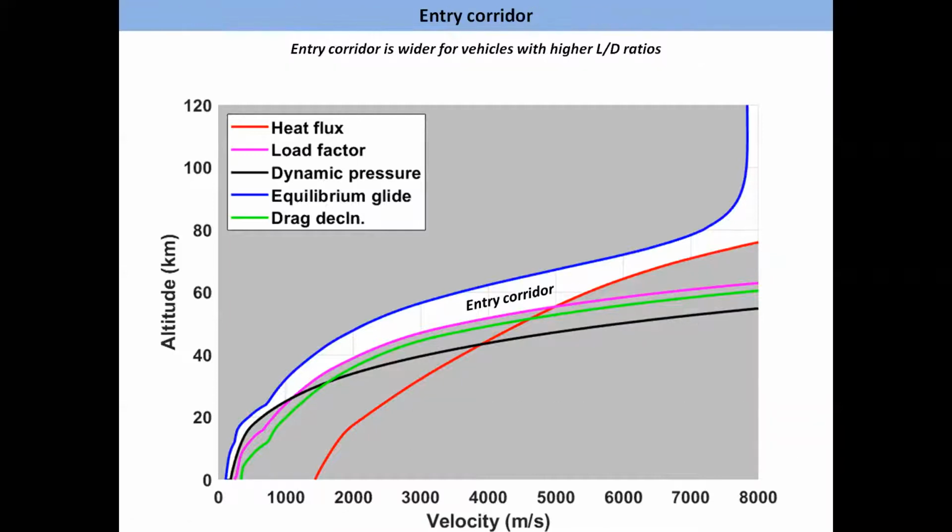So basically, these constraints and the soft boundary of equilibrium glide define the entry corridor here. When you design an entry trajectory, your trajectory has to remain within this entry corridor, and necessarily has to stay above the hard constraint limits. And this entry corridor is wider for vehicles with higher L/D ratios. Like the Space Shuttle has a much wider entry corridor than, say, an Orion crew capsule.